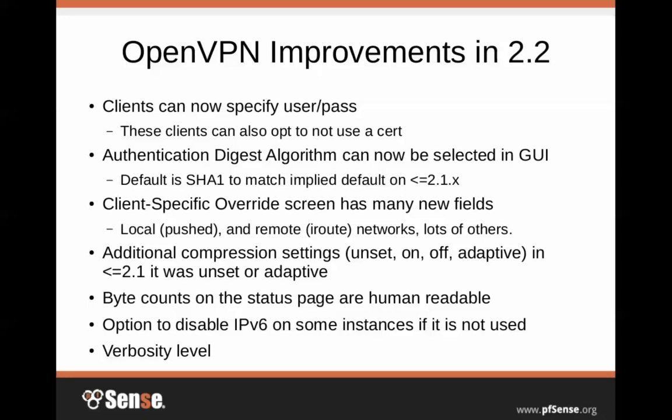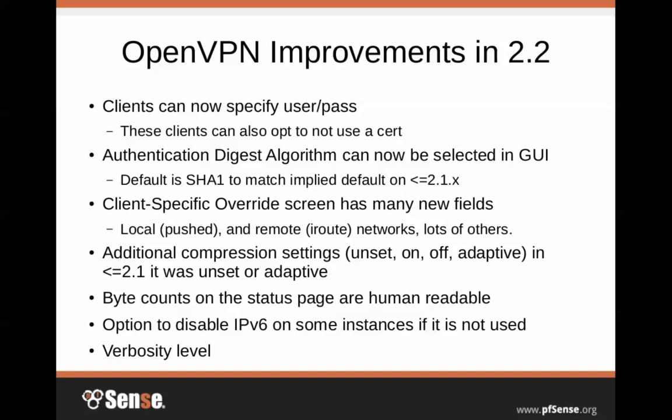We changed the compression settings a little bit. Before in 2.1, you only had the choice of on or off, and it was really unset if it was off, or on adaptive if you had it enabled. And adaptive, what it does is it tests the compressibility of the data every once in a while, and if it thinks you can gain by compressing, it'll turn it on, and if it's not compressing well, it will turn it off. And it can happen dynamically in the middle of a connection, which is handy. But now you can explicitly unset it, turn it full on, full off, or the existing default adaptive.